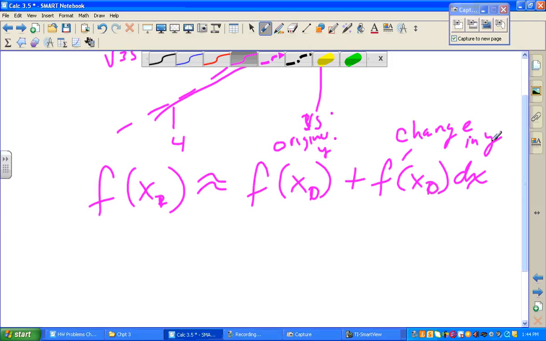Taylor knows the answer to this question. This is known as a linear approximation, correct?